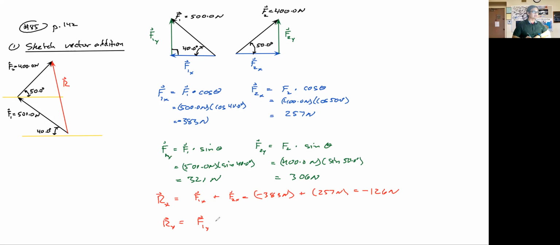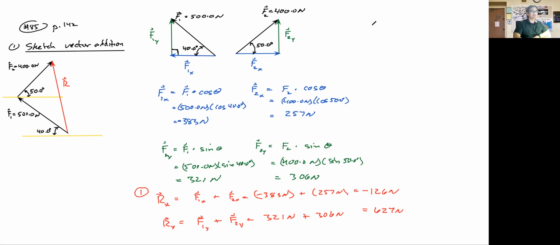Of the resultant vector, we add the y component of f1 to the y component of f2, which is going to be 321 newtons plus 306 newtons. And I get here 627 newtons. Okay, so those are the x and the y components of the resultant vector here. That's going to be the first step towards our solution.